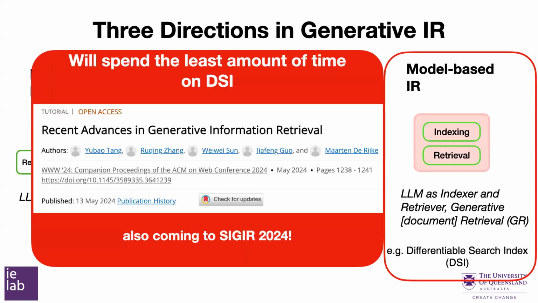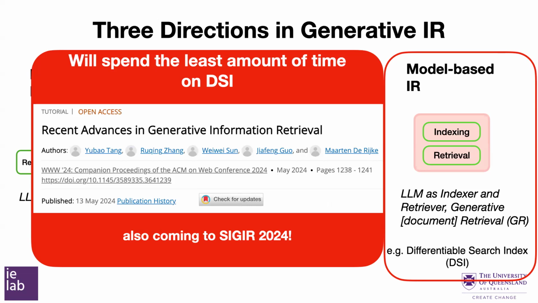Good. So I said that I'm going to talk about 3 directions. Let me slightly correct that. I will not spend an equal amount of time across the 3 directions. In particular, I will not talk much about the generative IR, so I will not talk much about model-based IR.